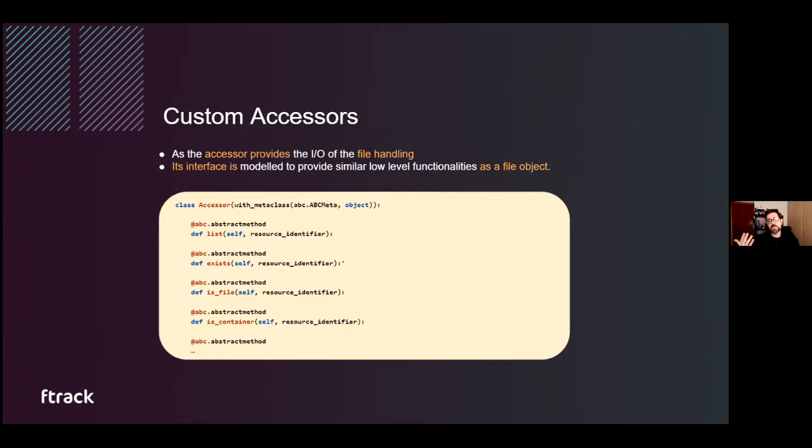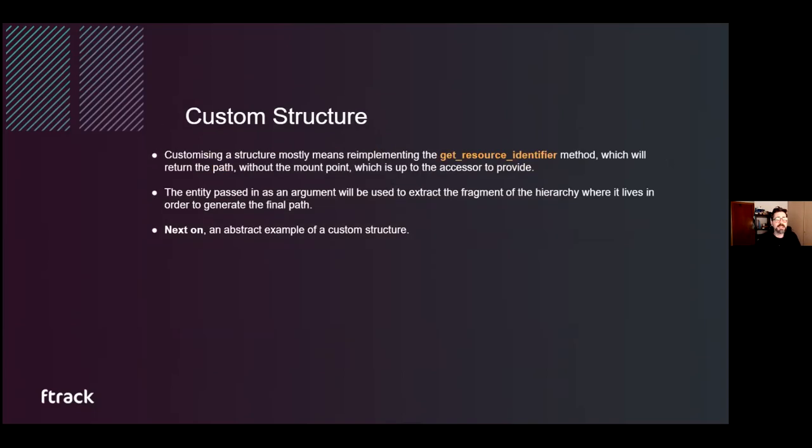And as we said, the accessor really is about the heavy lifting of the data, so it will be represented as a file object. For a custom structure, the structure really is mostly just overriding the method get resource identifier. Get resource identifier will accept an entity as input and will return the full composed path. So when you do get file system path, that's what gets called, and it will return the file system path. And this is where you want to customize your path in order to have your custom output.